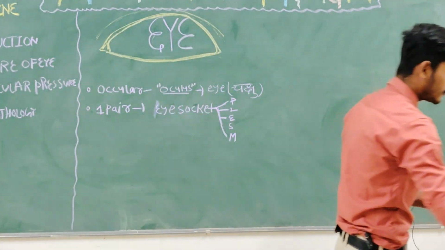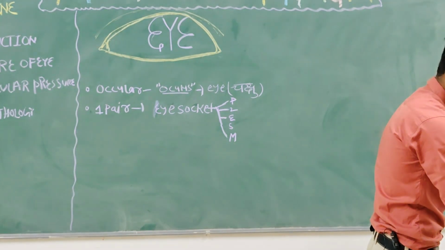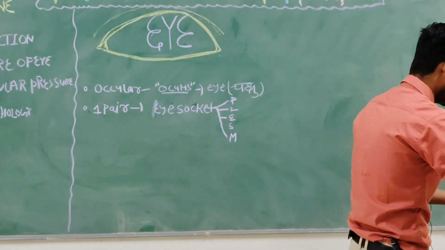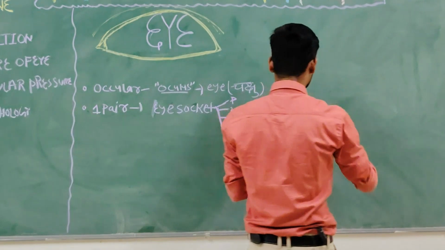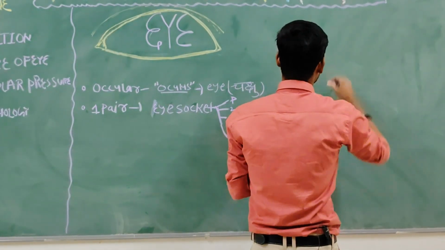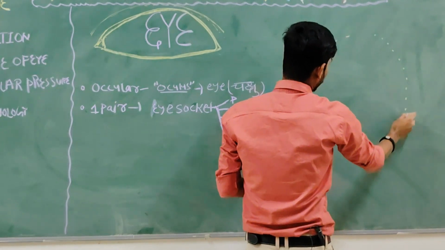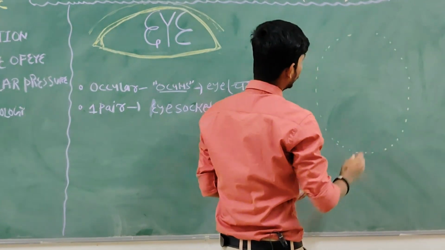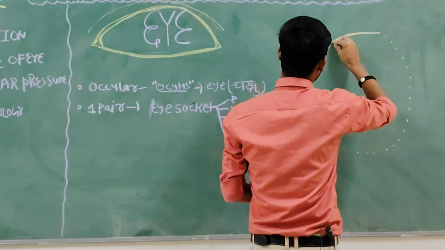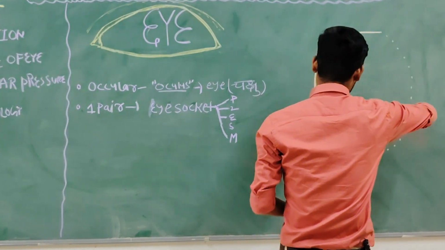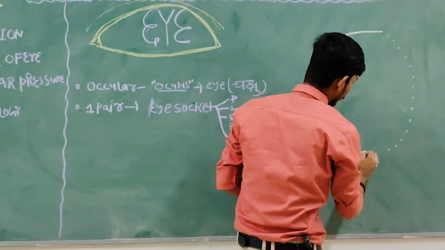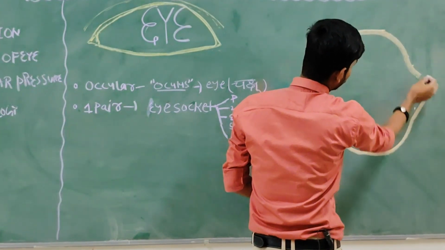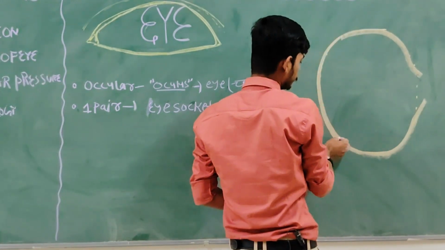Now let's draw one diagram of the eye and proceed with our study further. Don't forget, the eye is the organ of vision. See how the eye looks. I know the eye is meant for looking, but geometrically it looks like a globe shape.